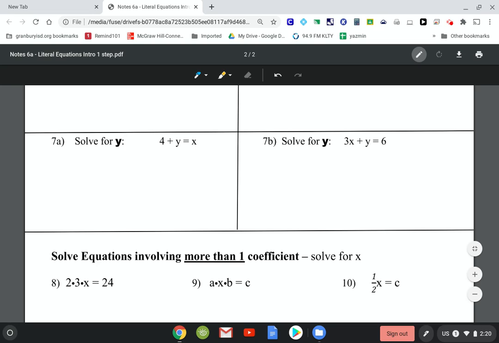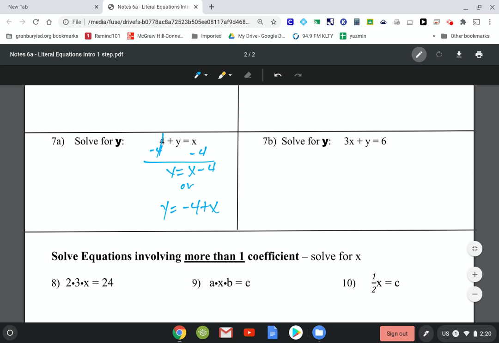7a, now this is addition here. So we've been working a lot with multiplication and division, and so we're either dividing or multiplying, but this is addition. So we want to get rid of that 4. So we're going to subtract 4 from both sides. So y equals, you can write this as x minus 4, just because the x is on top, I just put that first. Or you can always go negative 4, and that x is positive, so you'd have to put plus x. So either one of those would be fine.